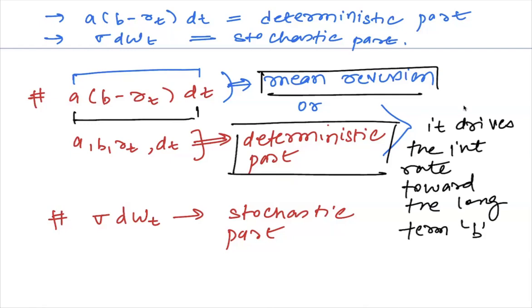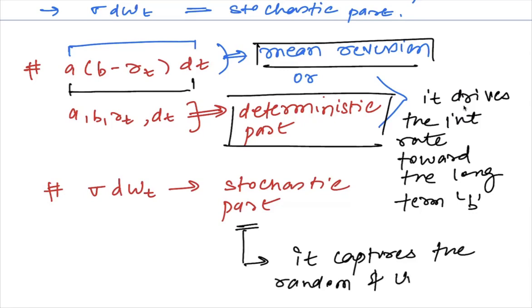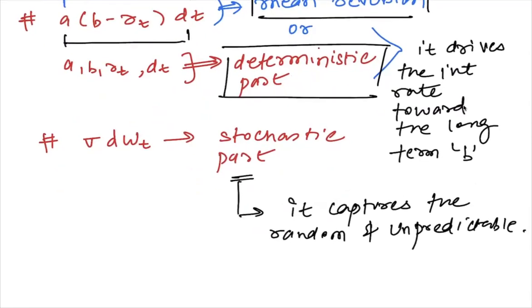Okay. And why do we say this is stochastic? Because it captures the random and unpredictable behavior of the interest rate. Or you can say it captures the random and unpredictable deviations from the deterministic trajectory.